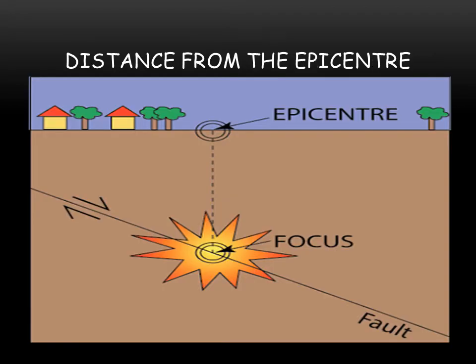Another factor is the distance from the epicenter. It means like the focus. I told you that the focus is the hypocenter, the point within the earth where an earthquake rupture starts, and the epicenter is the point directly above it at the surface of the earth. So the seismic waves reduce in intensity the further they travel away from the epicenter. Therefore, damage to places near the epicenter is more extensive than damage to places further away from the epicenter.